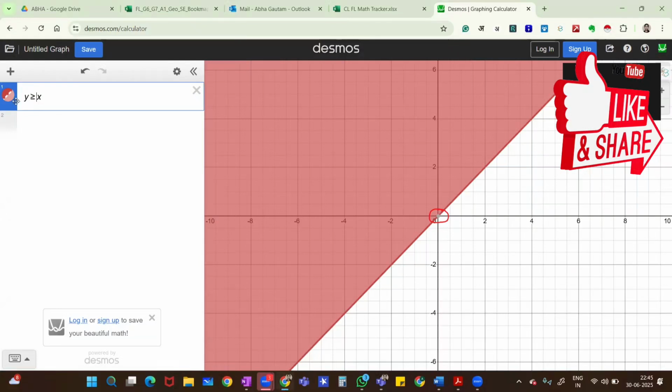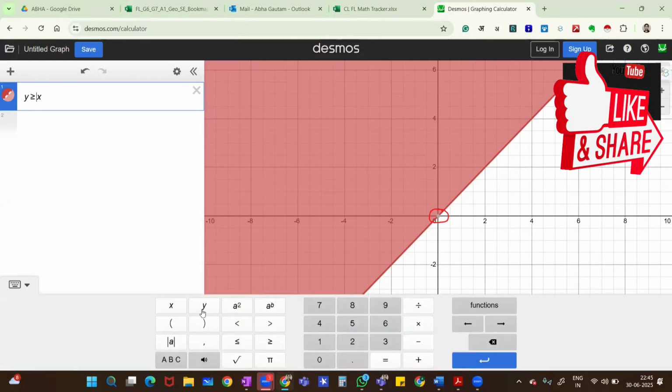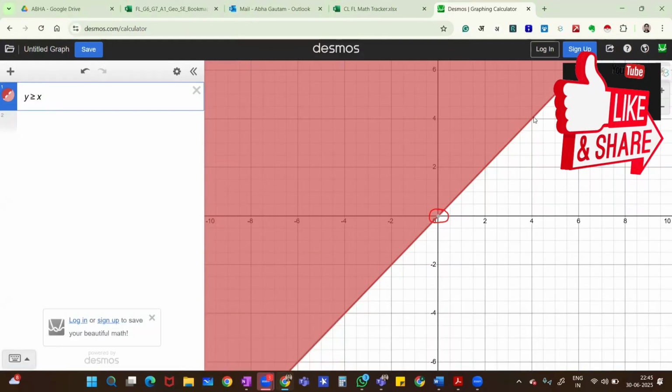you can write it using the keyboard, or here they have also given the keypad, so you can write greater than or equal to from here also. Now it's not dotted lines. So whatever it will be, if you put 2 comma 2, it is also a solution. Everything including this line and above. So everything where x equals y: 1, 1, 0, 0, 2, 2, 3, 3, 4, 4, all these points on the 45 degree line are included, and above them everything is included.